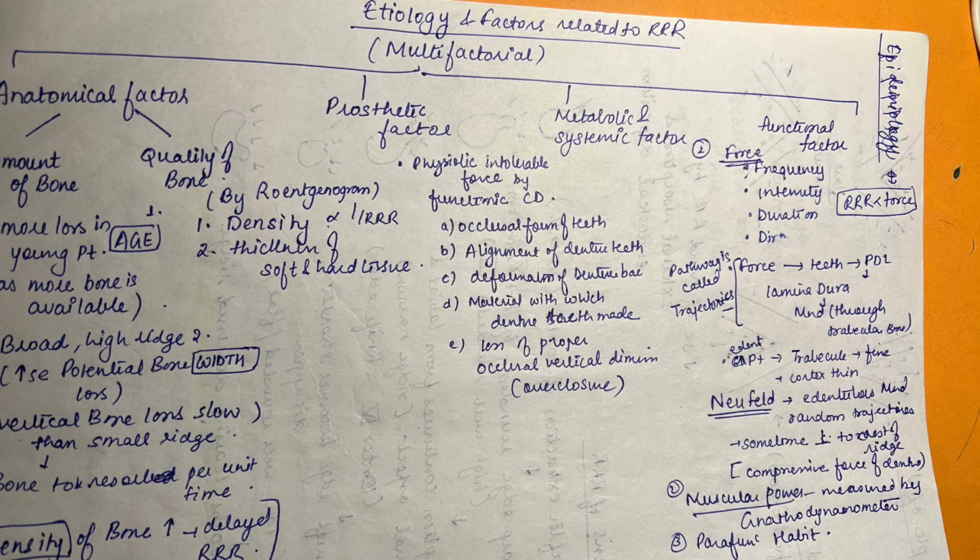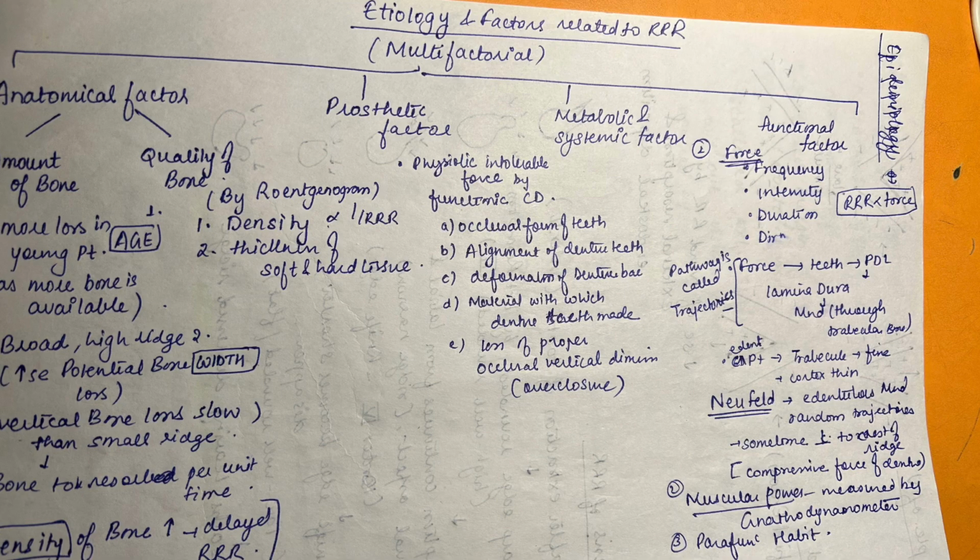According to amount of bone, as the patient's age increases, the chances of bone loss decreases as less bone is present. Now, according to quality of bone, the density is inversely proportional to residual ridge resorption. That is, more the density, lesser the resorption. The next factor is prosthetic factor, which includes the occlusal form of the teeth, the alignment of the denture teeth, the deformation of the denture base, the material of the base, and overclosure.